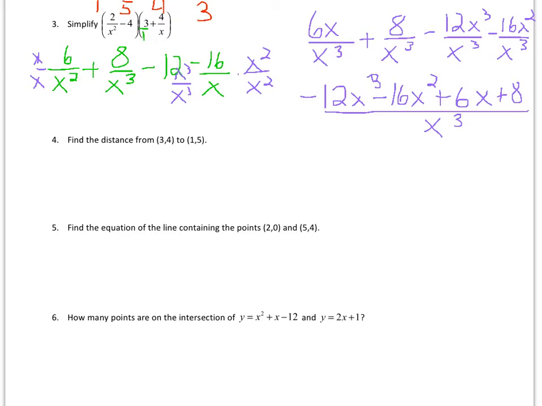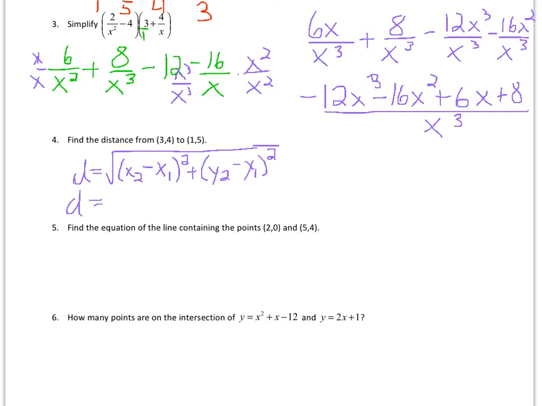For number 4, we want to find the distance from the point 3, 4 to the point 1, 5. So remember for this, we have the distance formula, which is d equals the square root of x2 minus x1 squared plus y2 minus y1 squared.